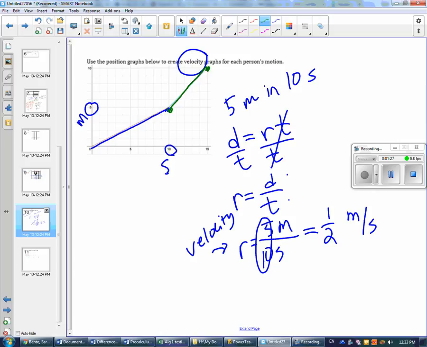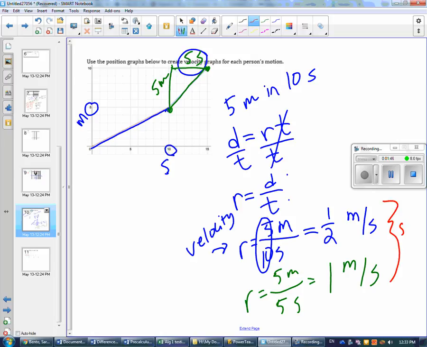we start at 5 meters and we end at 10 meters. So we've traveled 5 meters over a time interval of 5 seconds. So the rate there is 5 meters in 5 seconds, or 1 meter per second. You might also notice that these numbers are just the slopes of those segments. The slope of the blue segment is 1/2. The slope of the green segment is 1.